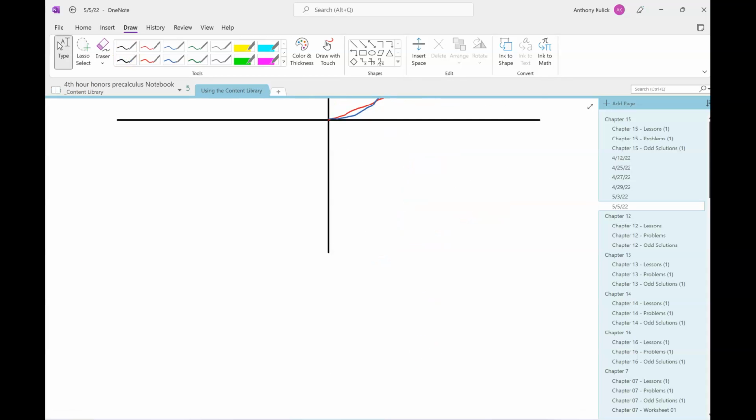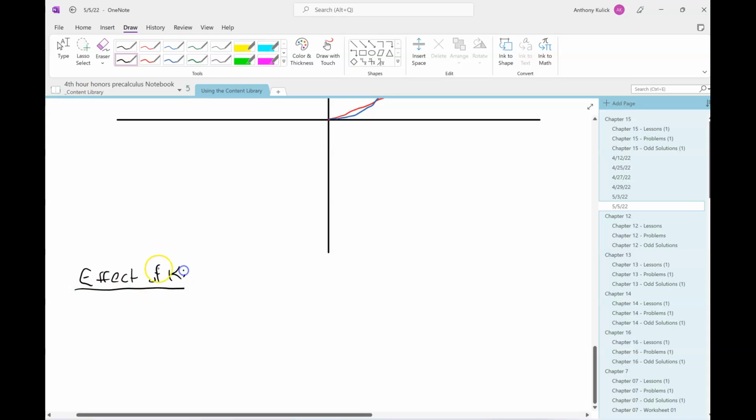Okay, let's talk about the effect of K, right? Because that's the parameter that's really different between the two. So we've established that annual implies that K is equal to 1. What would semi-annual mean?